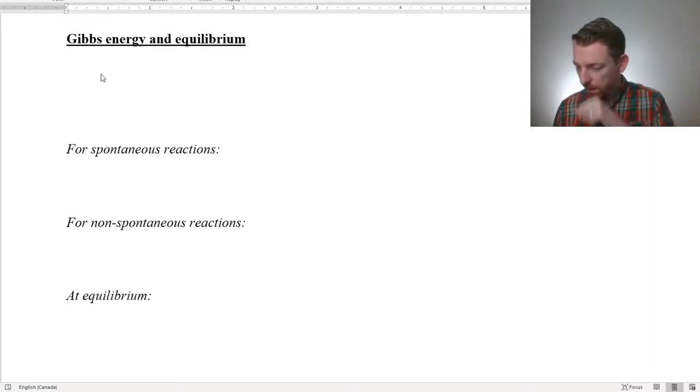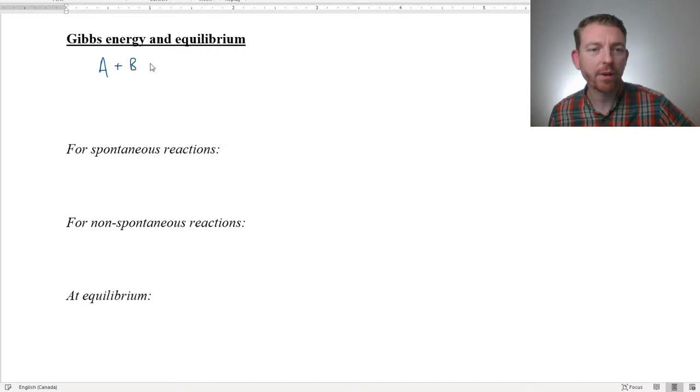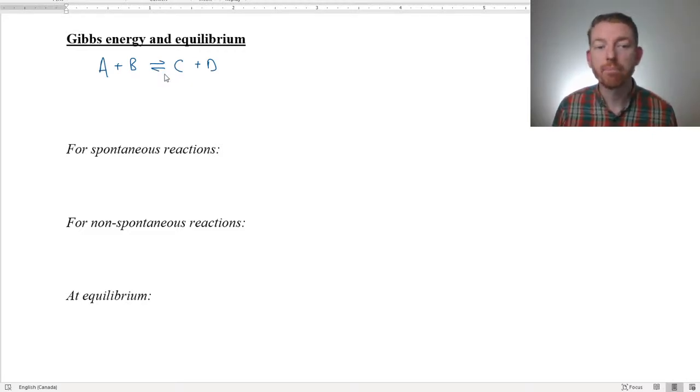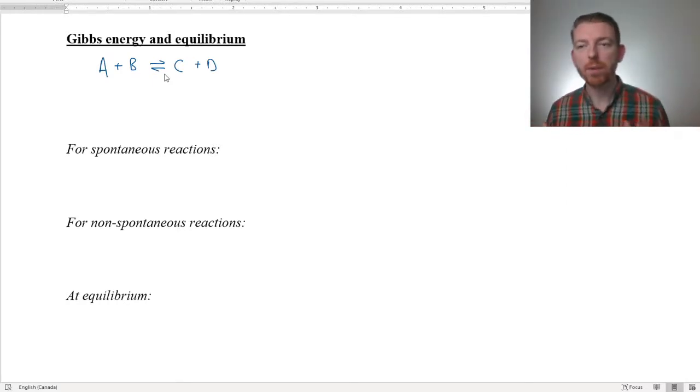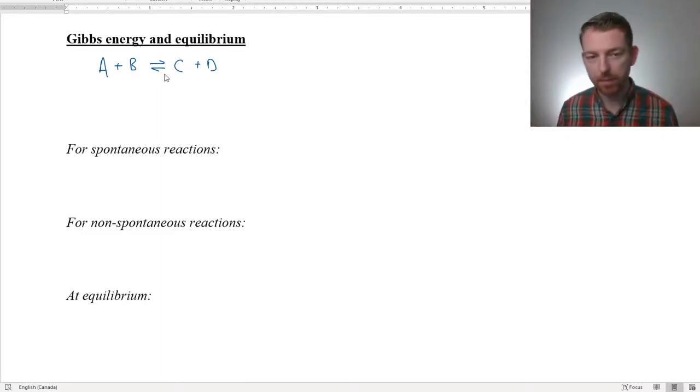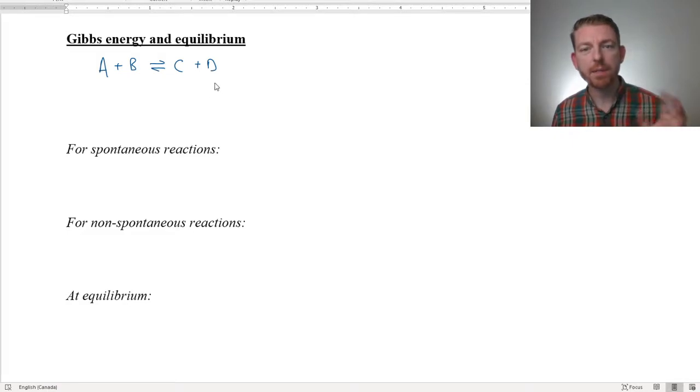Let's have our generic chemical reaction: A and B as reactants turning into C and D products. We would draw the arrow this way in recognition that there's going to be a certain balance, especially once we reach this equilibrium point. As much reactant goes over to become product, some product comes back to reactant, and there's going to be some ratio that becomes consistent over time.